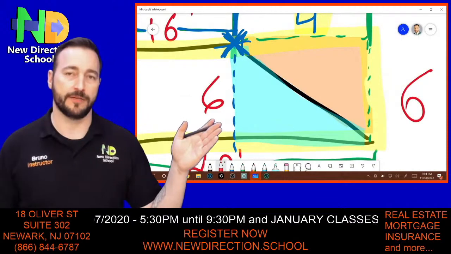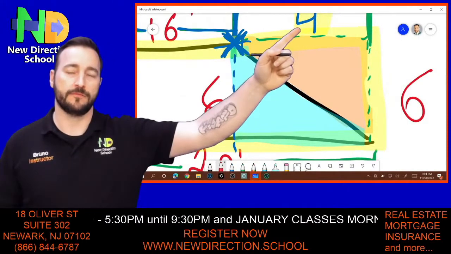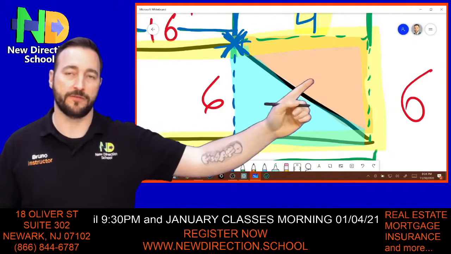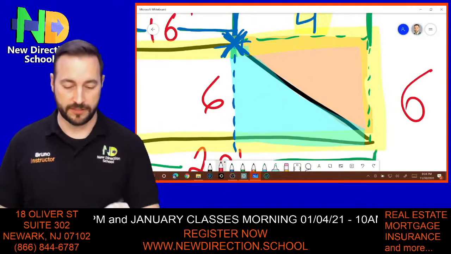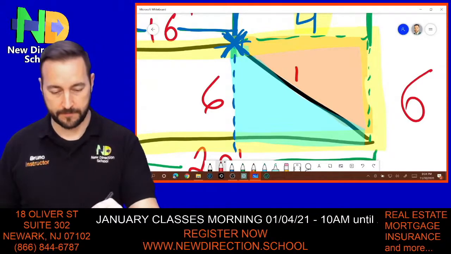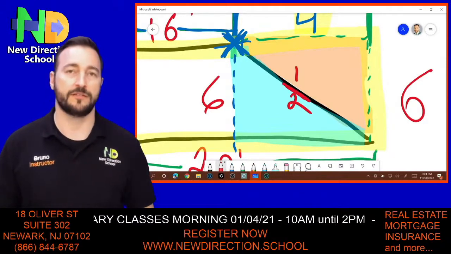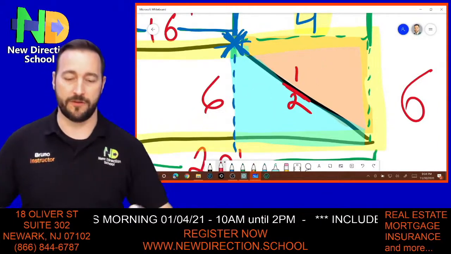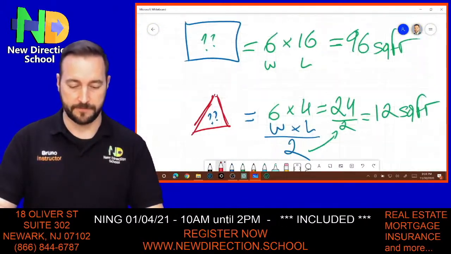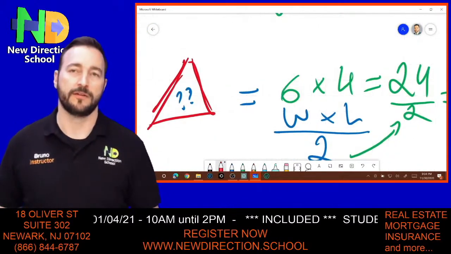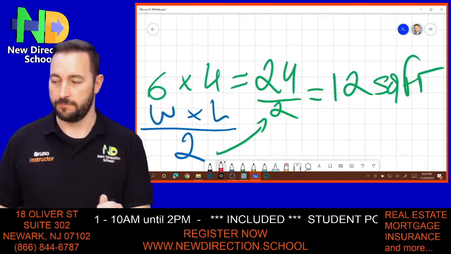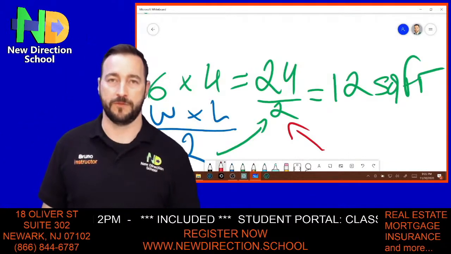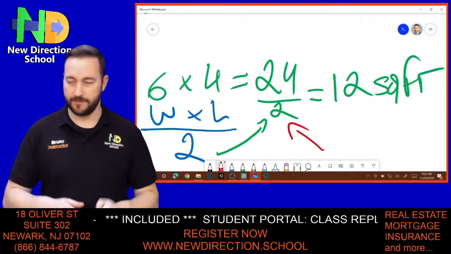This triangle right here is 6 times 4, but because it's only half, it's only the blue part, not the orange part, we need to divide it by 2. And that's how we got 6 times 4, because it's the area of a rectangle right here, look. 6 times 4, which is 24. But then we need to divide by 2 to get to the 12 square feet. Got it? All right. Awesome.